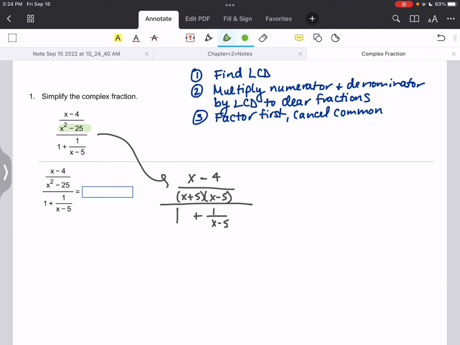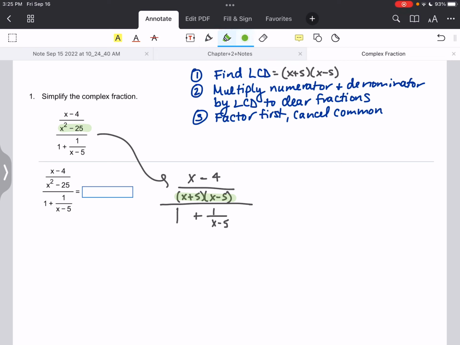So to find my LCD, I'm going to look at all of the denominators in my little mini inner fractions. So I'm going to look at this denominator, the two factors. So at a minimum, my LCD is going to have those two, x plus 5 times x minus 5. Those will definitely make the cut.